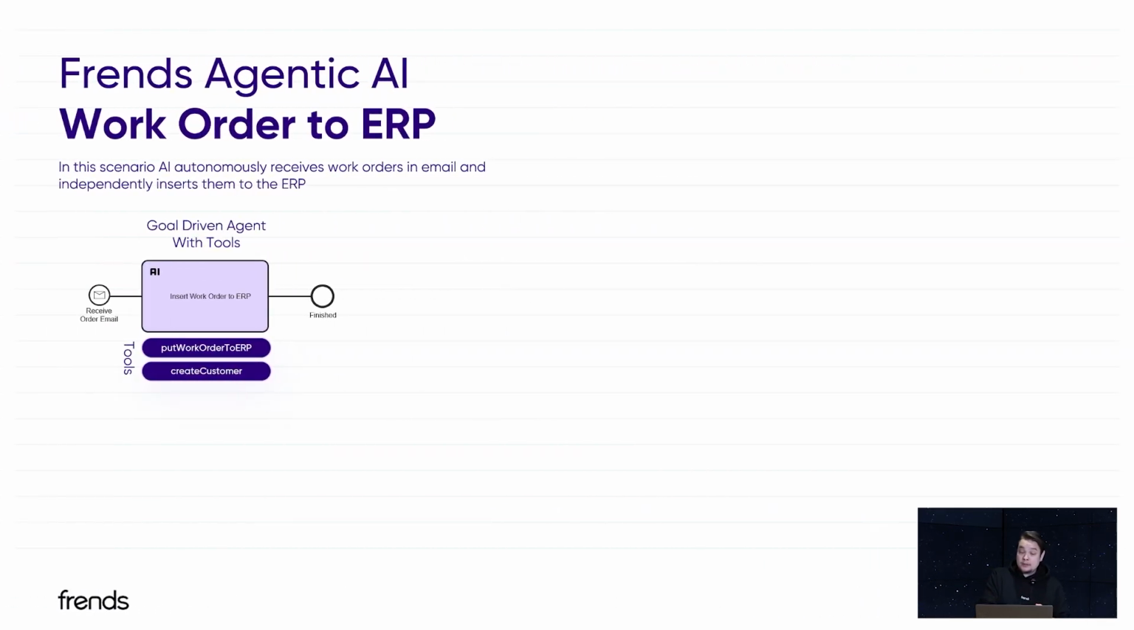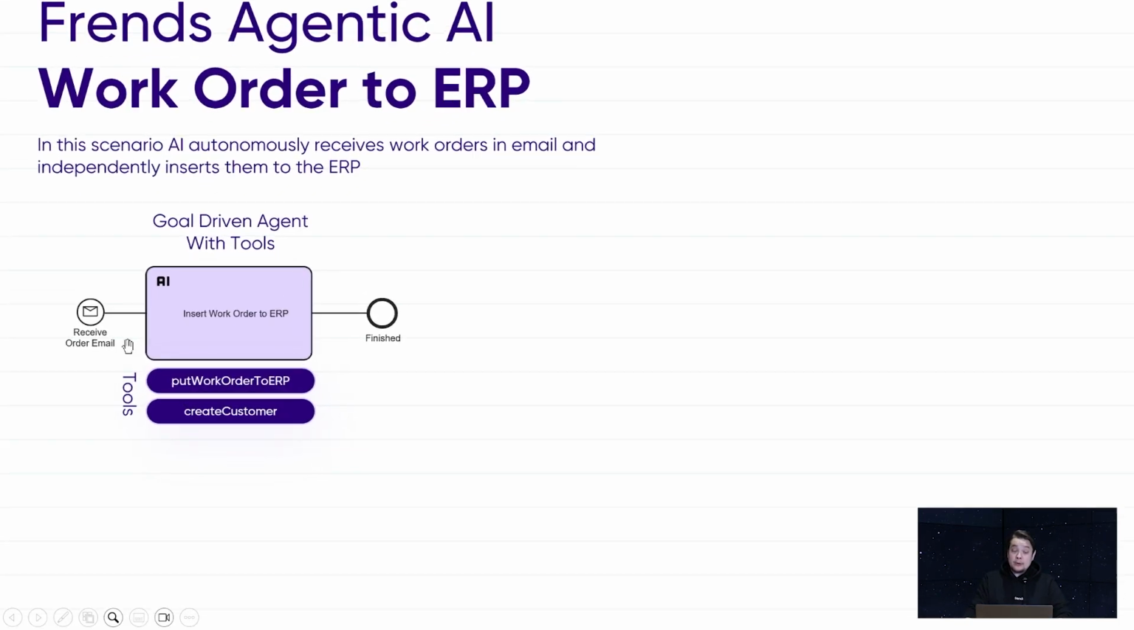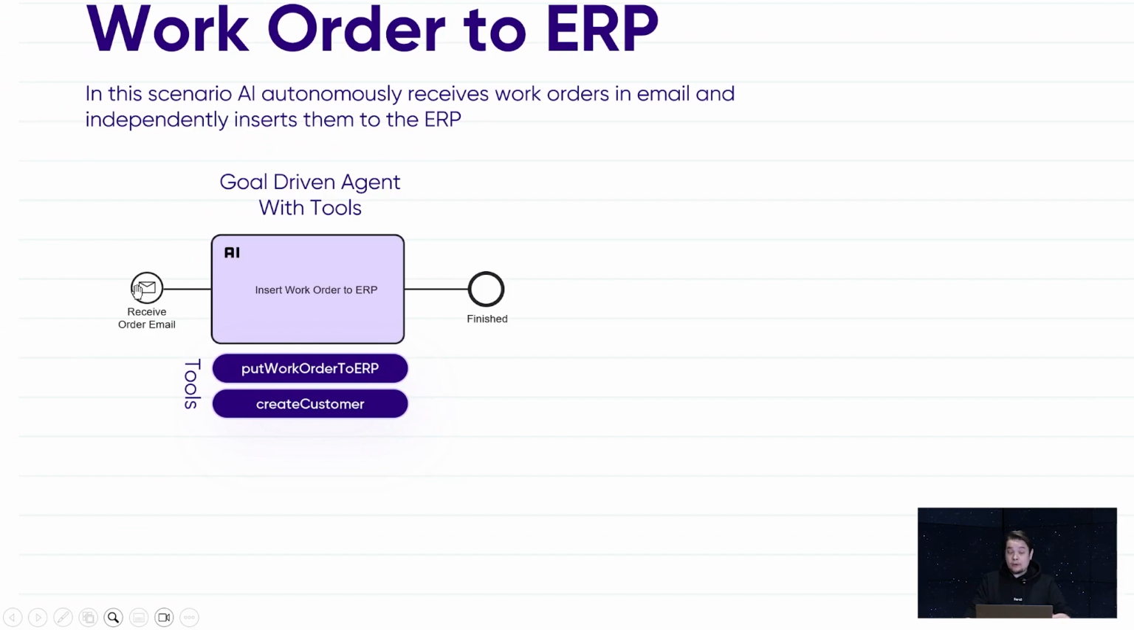Finally, maybe it's a good idea to dive into what's happening inside of this sort of a goal-driven autonomous AI agent in a bit more detail. So in this scenario, we have a sample where we are receiving an order via an incoming email, and the goal that we have provided for our AI agent is to take that work order and insert that into our ERP system, and we've allowed that particular AI to have access to two separate tools: put work order into the ERP and create customer.